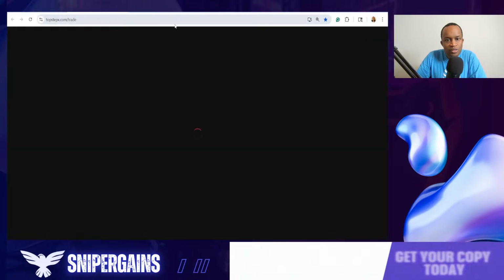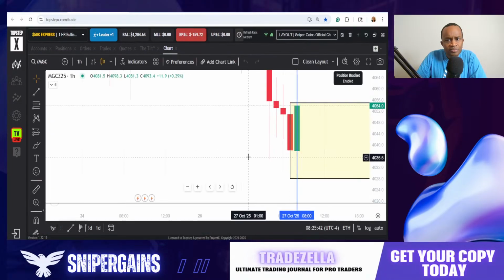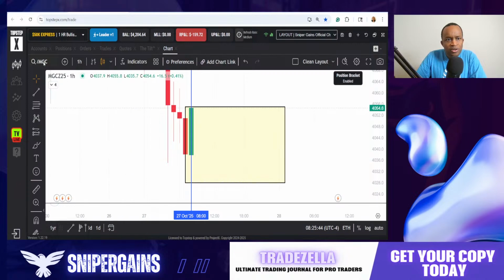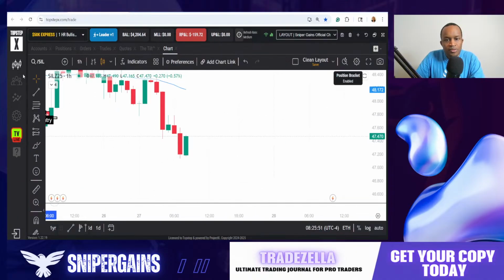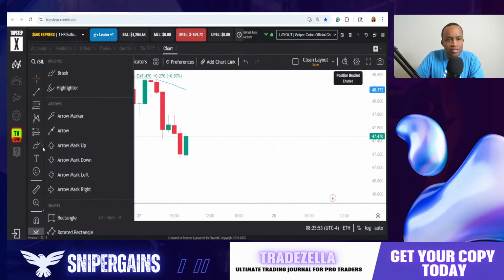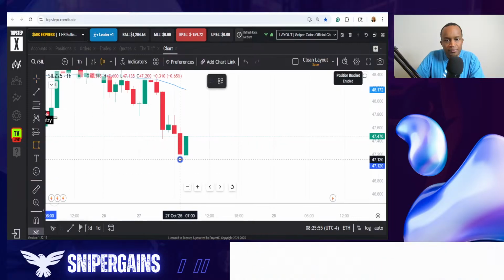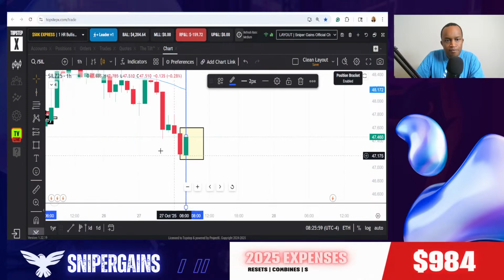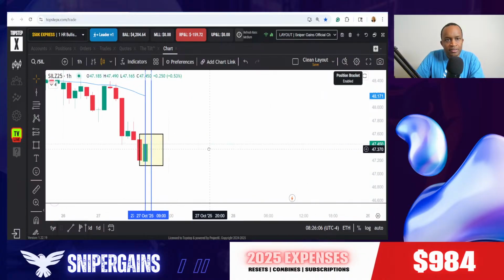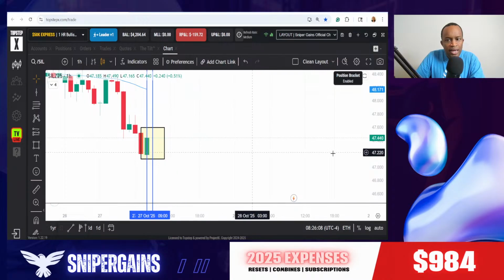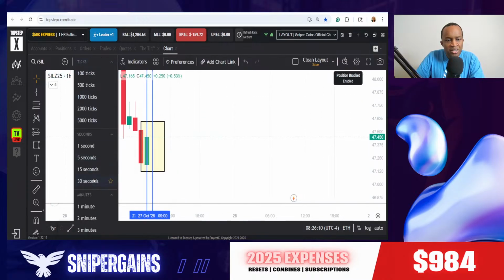So I'm going to go to the next window. Now in this window, I want SIL, micro silver. So with this one, I'm also going to take a look at it. Same process. So 7, 8 to 9. And I'm just going to be looking at both. So we're going to go on the 5-minute time frame.